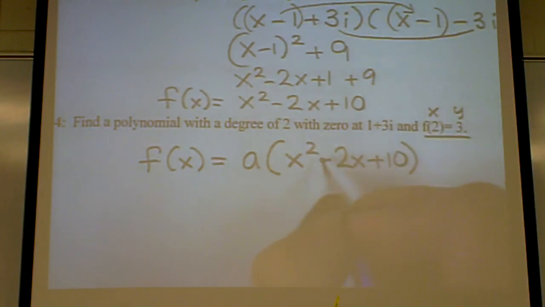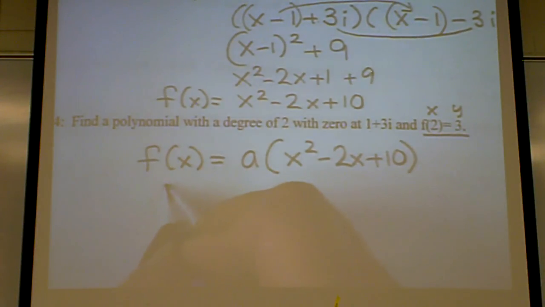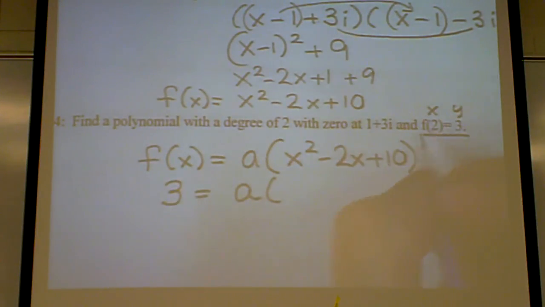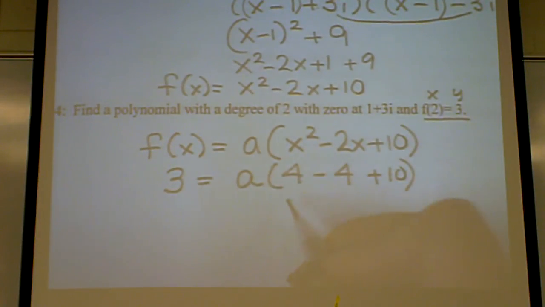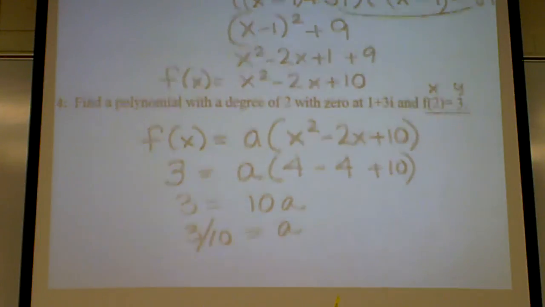Now plug a 2 in for x, a 3 in for y. I need that a value. So 3 equals a times (2 squared is 4, minus 2 times 2 is 4, plus 10). Anyone know what a is? This is going to be 10a. So a is 3/10.